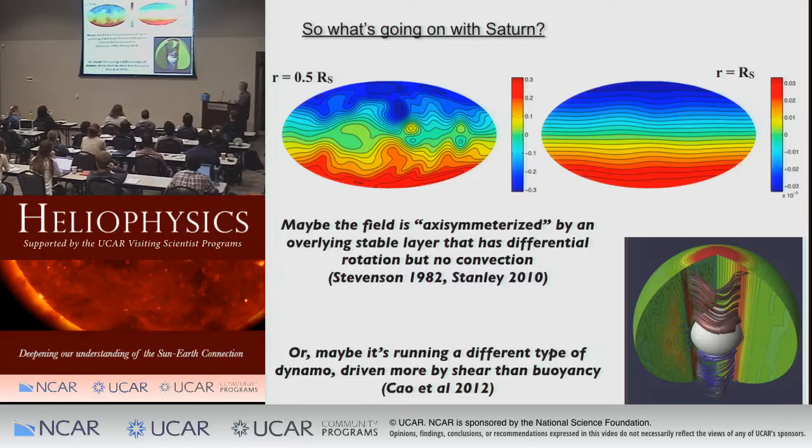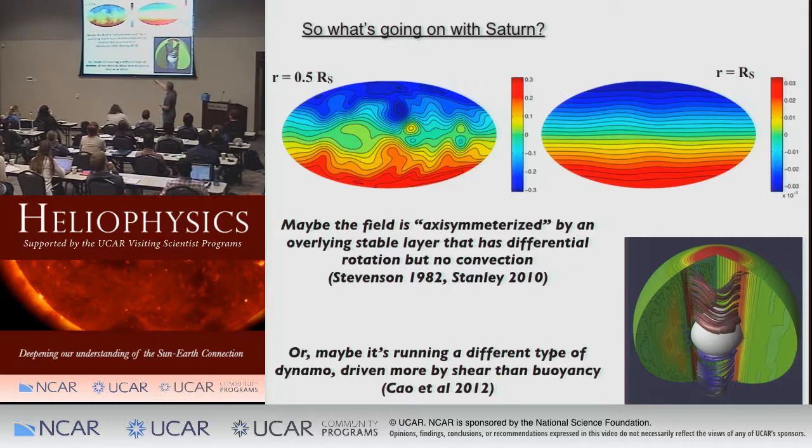Why is this so axisymmetric? One possibility is that the convection zone has a layer above it that's stable, but has differential rotation. So there's no convection, but there's differential rotation. And differential rotation can, so this is what it looks like at the top of the dynamo region. This is from a numerical model by Sabine Stanley.